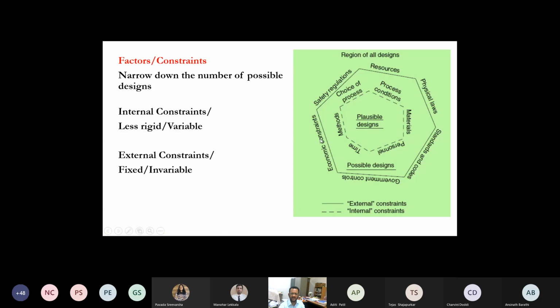Here we have discussed two different types of constraints, internal constraints and external constraints. External constraints are also called rigid constraints or fixed constraints. After analysis of the process subject to external constraints, we will get the possible designs. Then these possible designs are subjected to internal constraints, which are in the hand of a design engineer. So after analyzing, we will get the best design.